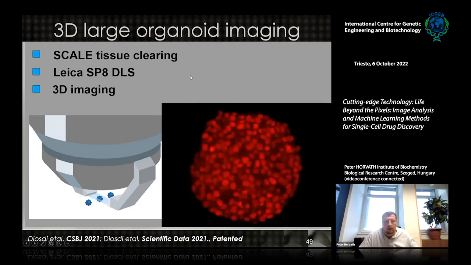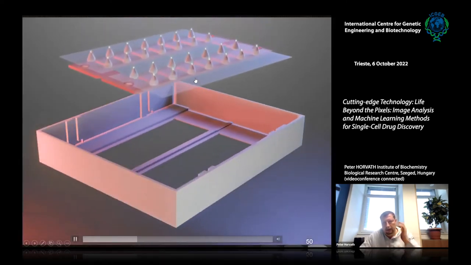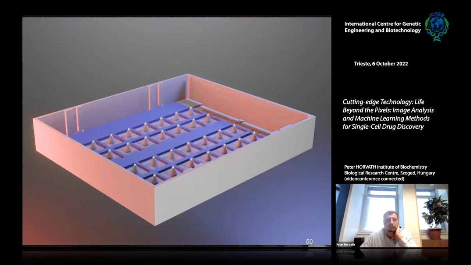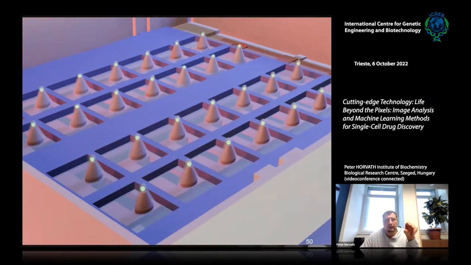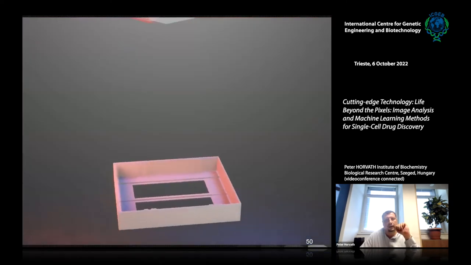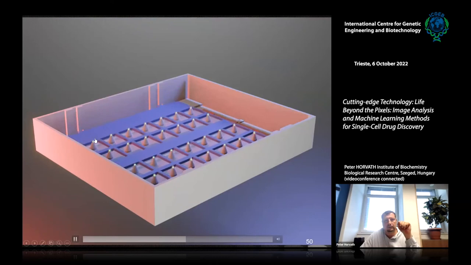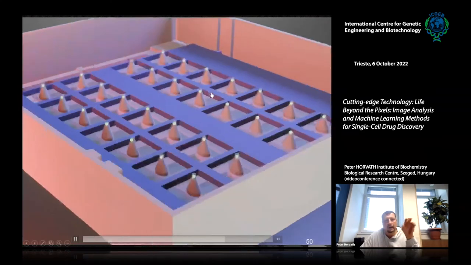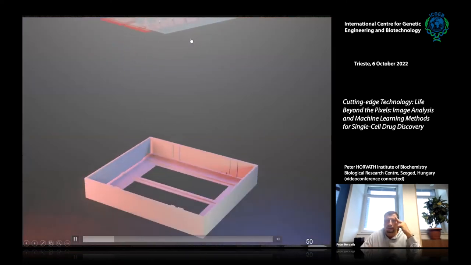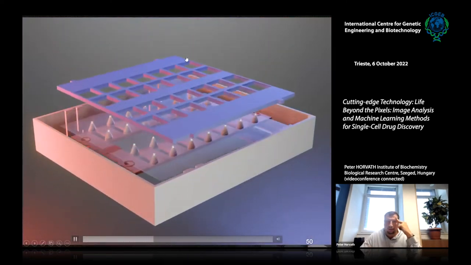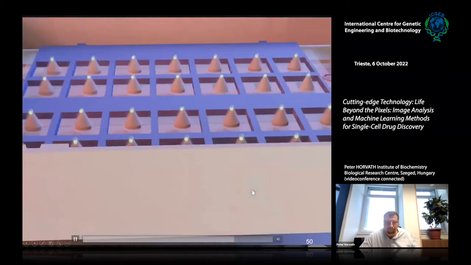So how to solve the screening problem? To solve it, my group developed a new plate technology, where light sheet microscopy can also go to high throughput. You put the spheroids on top of these small pyramids, and in this way we can enable the imaging of them. We just patented this development recently.